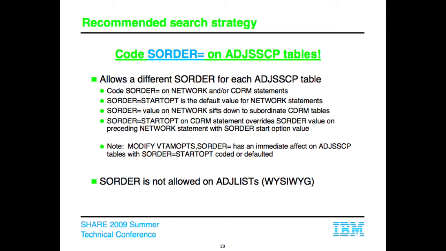Remember that sorder is not allowed on ADJLists. ADJLists are always what you see is what you get. But if you want to mimic the same function, like APPN first, in an ADJList, all you have to do is code the IST APNCP entry at the top. Since we're not doing any dynamics or reordering, that would effectively work like an sorder equals APPN first ADJList.